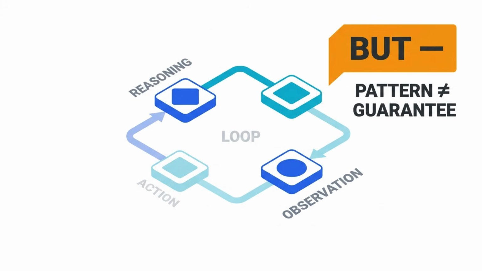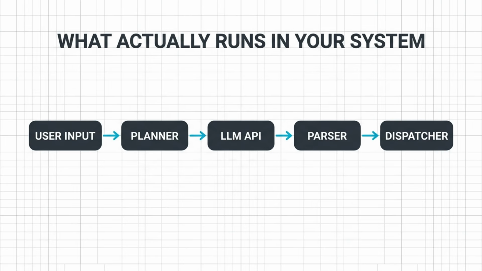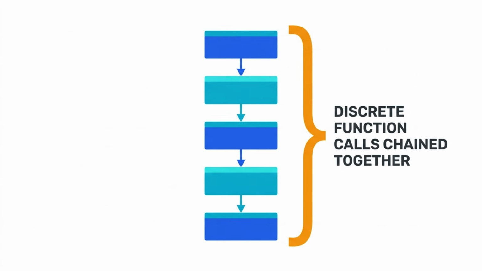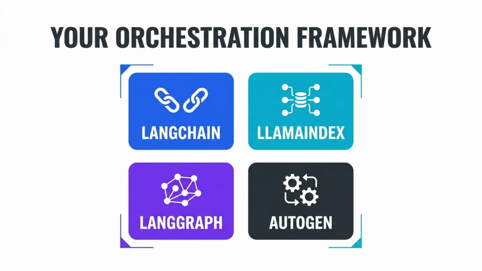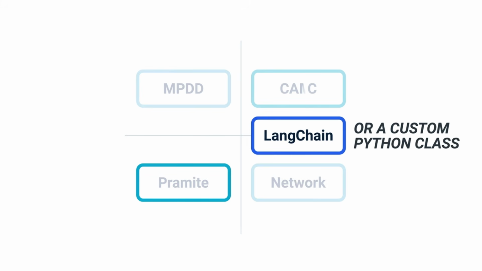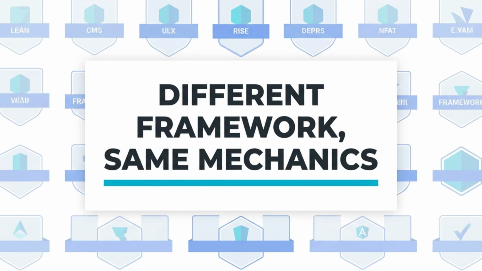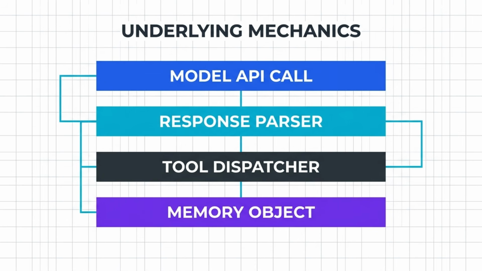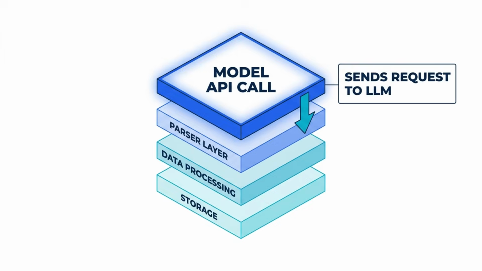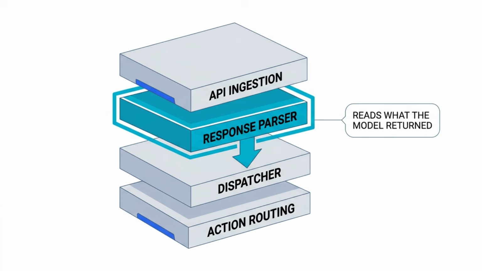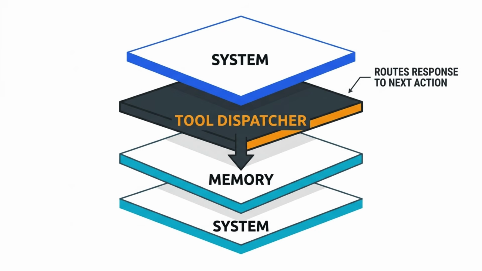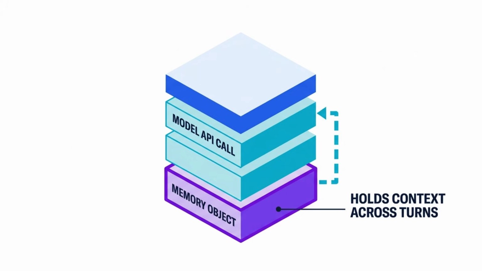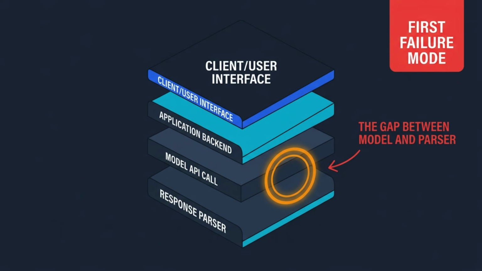But the ReAct loop is a pattern, not a guarantee. What actually happens inside your running system is a sequence of discrete function calls chained together by your orchestration framework, LangChain, LlamaIndex, a custom Python class, or increasingly a framework like LangGraph or Microsoft's AutoGen. Each of these frameworks wraps the same underlying mechanics: a call to the model API, a parser for the response, a dispatcher to route that response to the next action, and a memory object to hold context across turns.